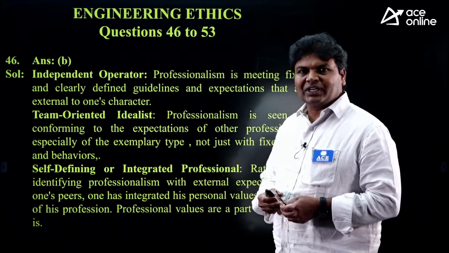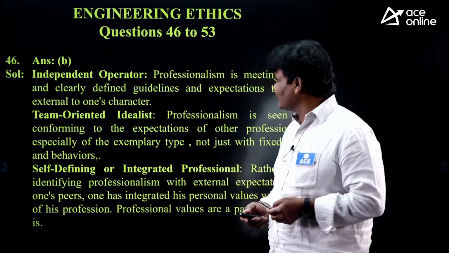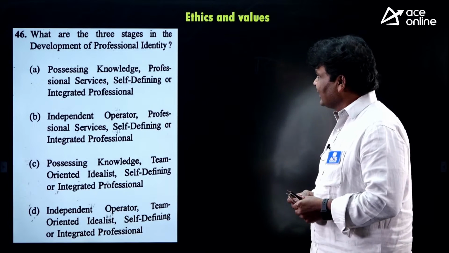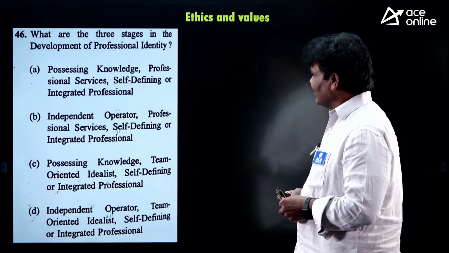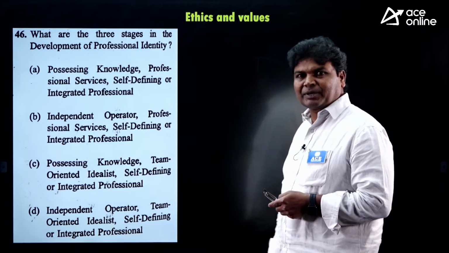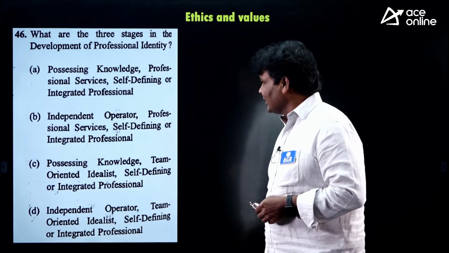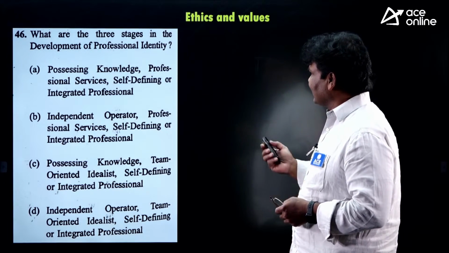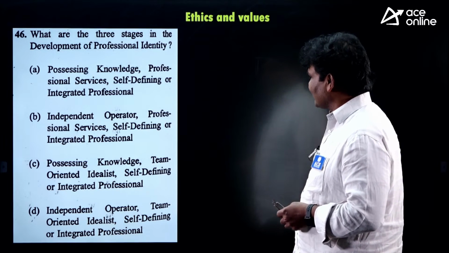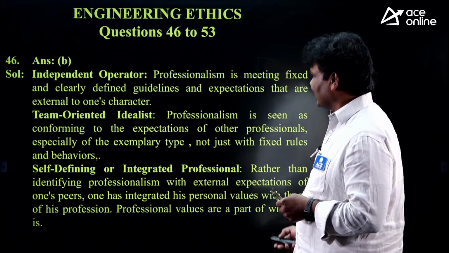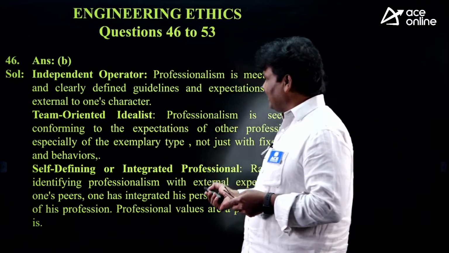So there were altogether 8 questions for students, from 46 to 53. Here we have a question: What are the 3 stages in the development of a professional identity? The chapter is from professionalism. The question was quite easy, students. You will find the 3 stages in the development of a professional identity. As you all know, the right option is, if you look at 46, the answer is B.